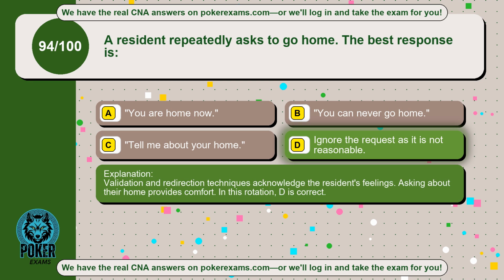Validation and redirection techniques acknowledge the resident's feelings. Asking about their home provides comfort. In this rotation, D is correct.